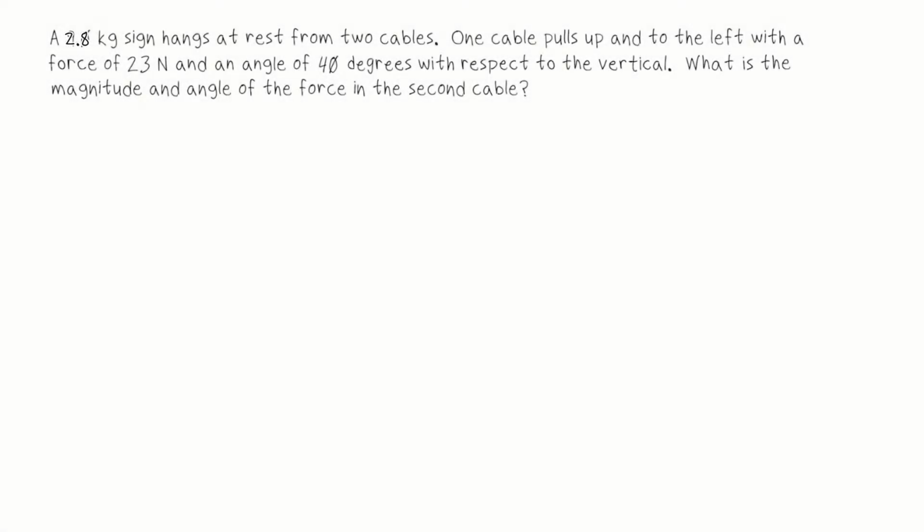Okay, we've got a problem dealing with a sign hanging from rest, so let's see what we got and see what we need to do. We have a 9 kilogram sign hanging at rest. The at rest is important. It hangs from 2 cables, and one cable pulls up and to the left with a force of 23 newtons and an angle of 40 degrees with respect to the vertical. This is just packed full of information. What is the magnitude and angle of the force in the second cable? So let's make sure we remember to solve for both of those.